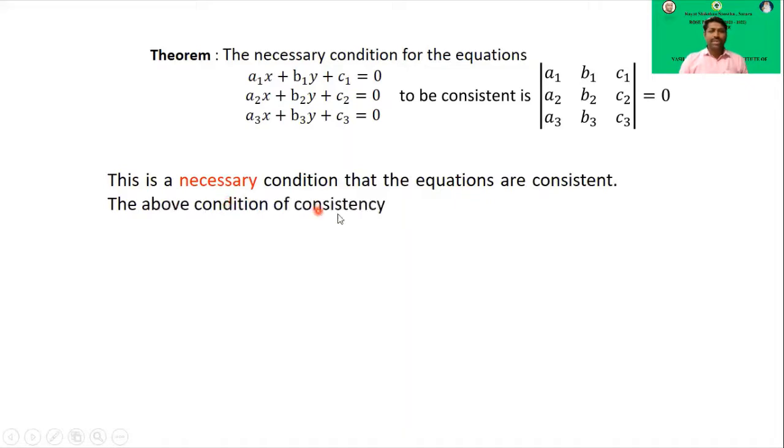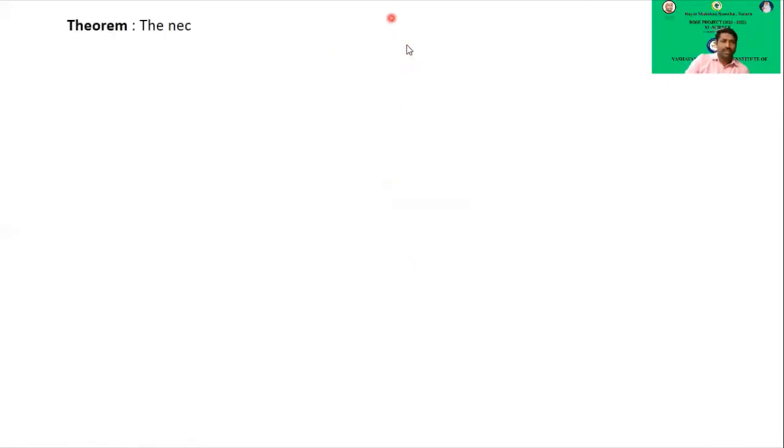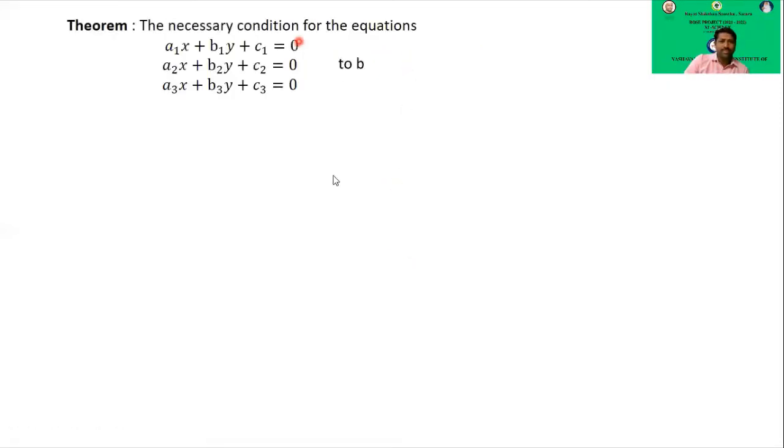The above condition of consistency is in general not sufficient. So there are some equations whose determinant is 0, but they don't have a common solution, so the equations are not consistent. So this is a necessary condition. Once the three equations have a common solution, that is, are consistent, their determinant must be equal to 0. But the other way around is not true. So the theorem: the necessary condition for these three equations in two unknowns to be consistent is that this determinant must be equal to 0.